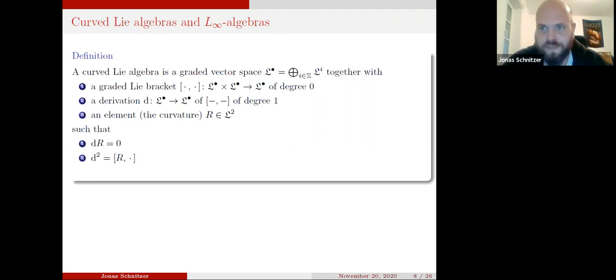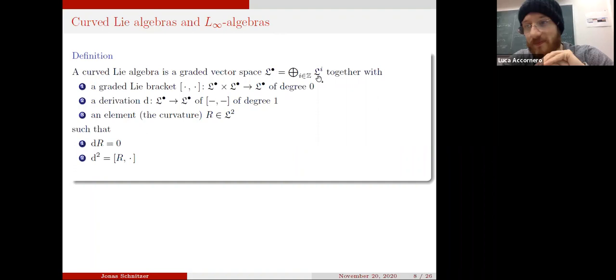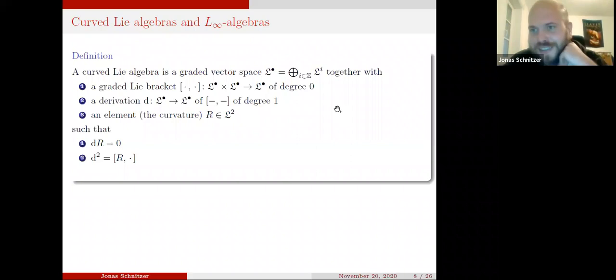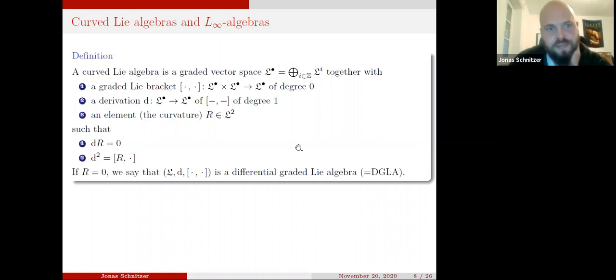So, what is a good example for that? If you take the endomorph... okay, there's something in the chat. I think Dima was pointing out that this is what he meant. That's the structure he had in mind. I know that this is the literature, but differential always says something like d squared equals zero, right? Okay, I see the point. This is the next sentence, basically. If the curvature is zero, then we say it's a differential graded Lie algebra, or DGLA for short.